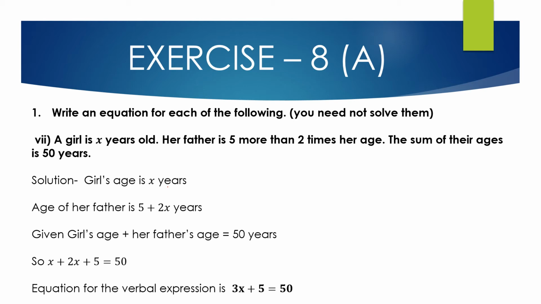This is given. And the age of her father is 5 more than 2 times her age. 2 times the girl's age is 2 multiplied by x. 5 more than 2x is 2x plus 5. So 2x plus 5 years is the age of her father. And given the sum of their ages is 50 years.